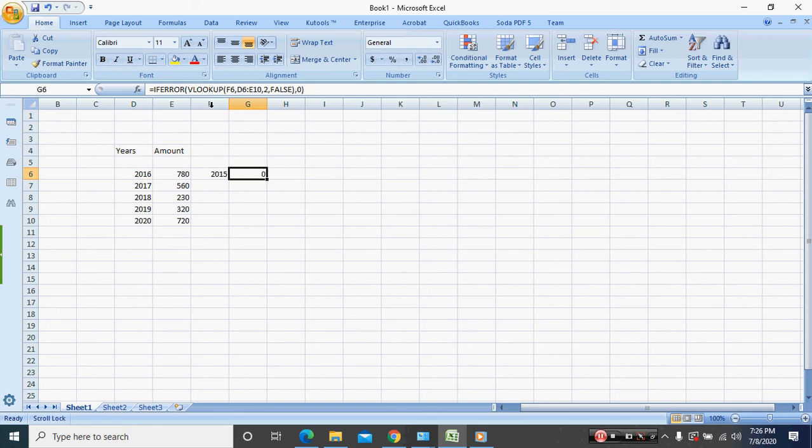So IFERROR VLOOKUP, this is saying that if the VLOOKUP formula produces an error, then the answer would be 0.